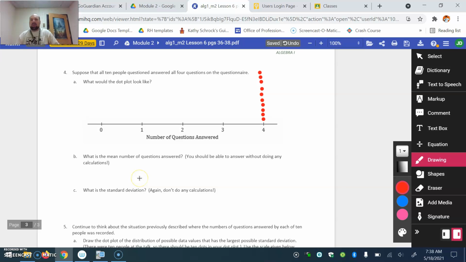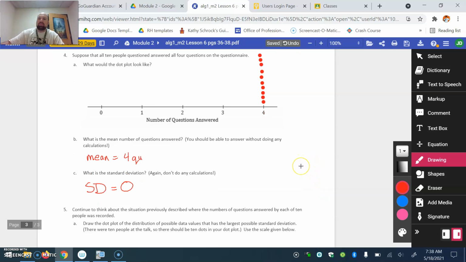What is the mean of the number of questions? You should be able to calculate this without using the calculator. Well, that's easy. The mean is going to be 4 questions. What is the standard deviation? How much different are all the dots compared to the mean? Well, that's actually easy also. It is 0. So there's 0 variability here, okay? And that's what we're trying to look at and talk about.